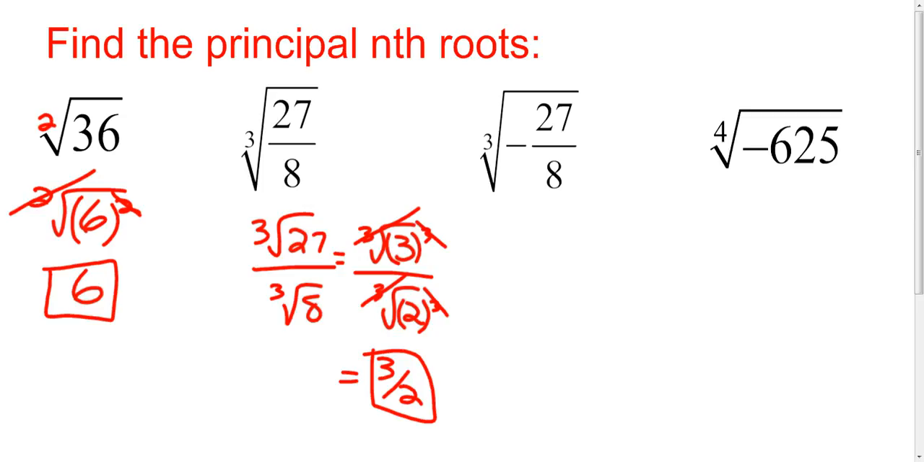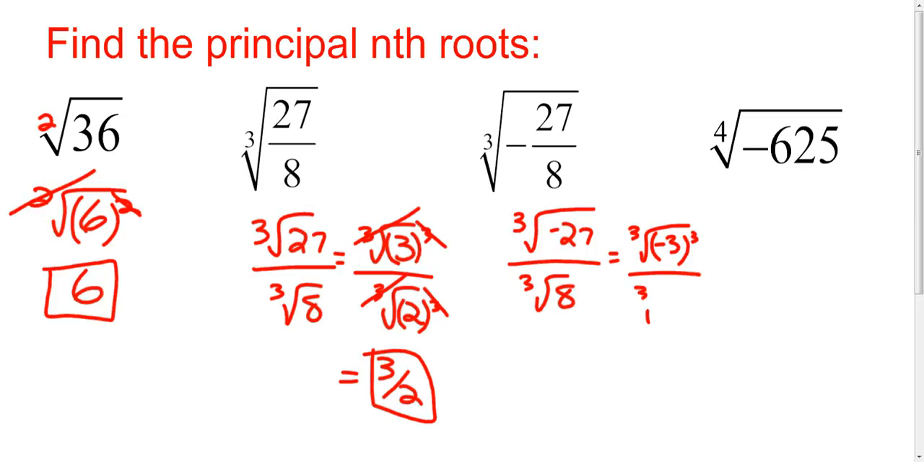Okay, when there's a negative there, the negative can go either place, but this is really the cube root of negative 27 over the cube root of 8. If you want to put the negative on the bottom with the 8 instead, that's fine. Negative 27 is negative 3 cubed, okay? And 8 is 2 cubed. And again, the cubes cancel each other out. So you get negative 3 halves, okay?